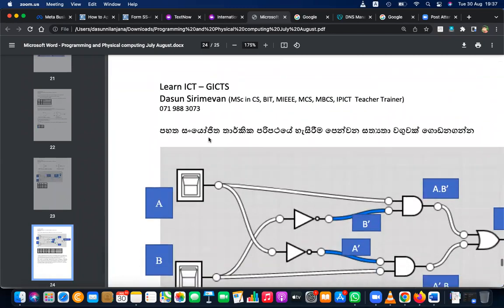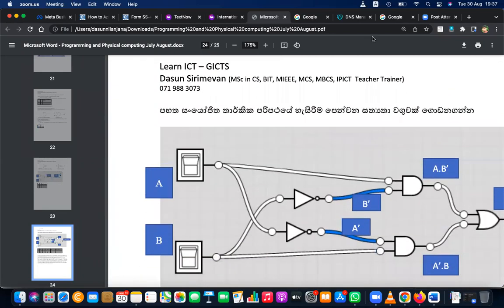Okay, see here, there's another one now, right? Let's do it in a similar way: 1, 2, 3, 4. I need the answers now. What are the gates that you have in this? So here you have a NOT gate. This one is also a NOT gate. What is this gate? AND gate, and this is also an AND gate. And what is this gate? OR gate, right? Okay, you have 2 NOT gates, 2 AND gates, and 1 OR gate, right?